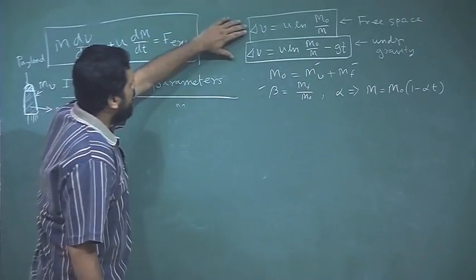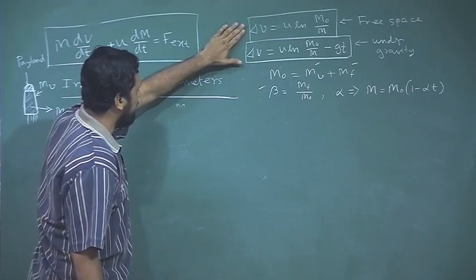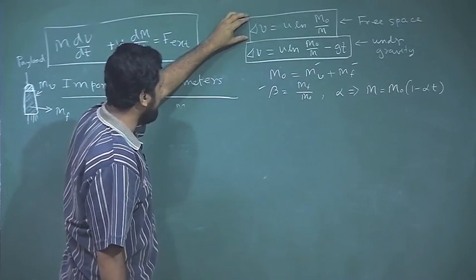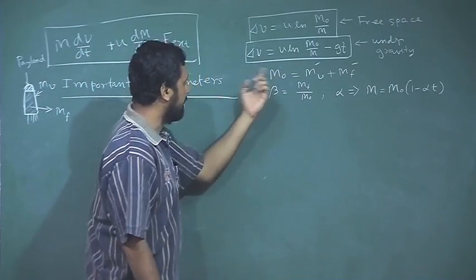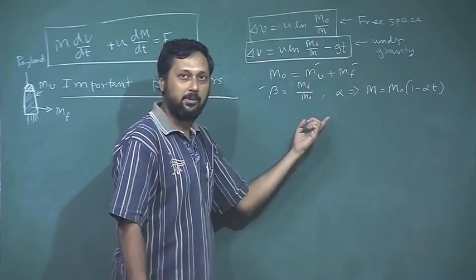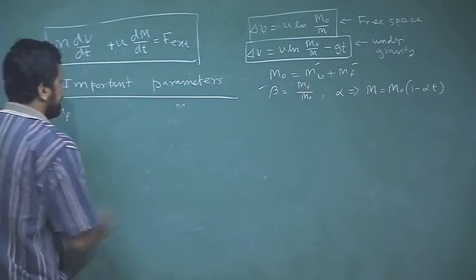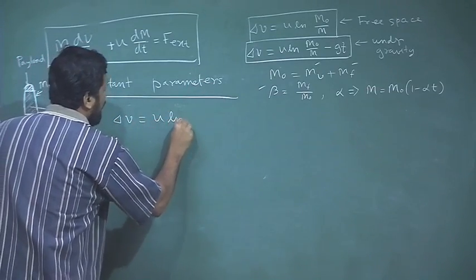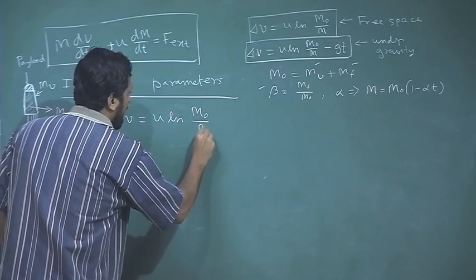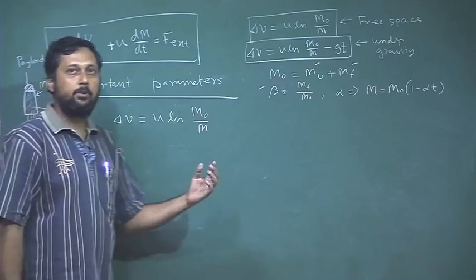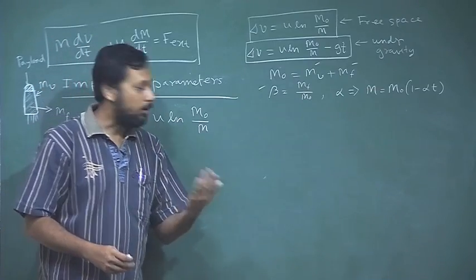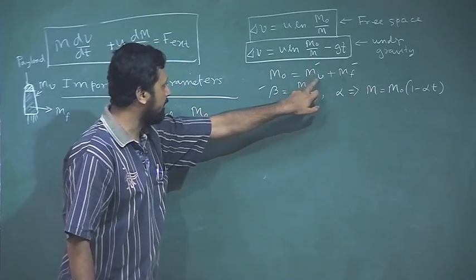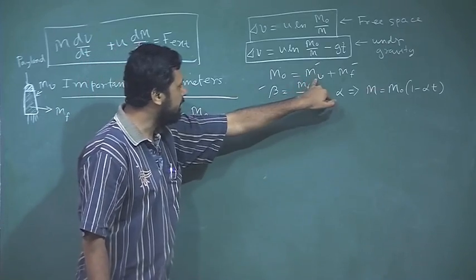So, if we go back to the free space final expression and try to recalculate using this expression in terms of this new set of parameters, let us see what we can get. Delta V is given by u ln m0 by m. Now, what happens when all the fuel is burned out? mf becomes 0, so the final rocket mass after all the fuel is gone is mv, that is the vehicle mass.